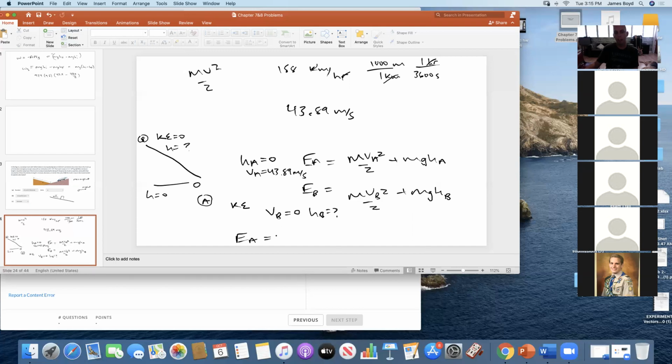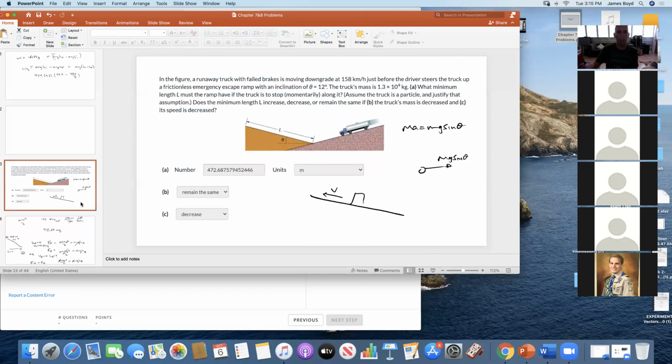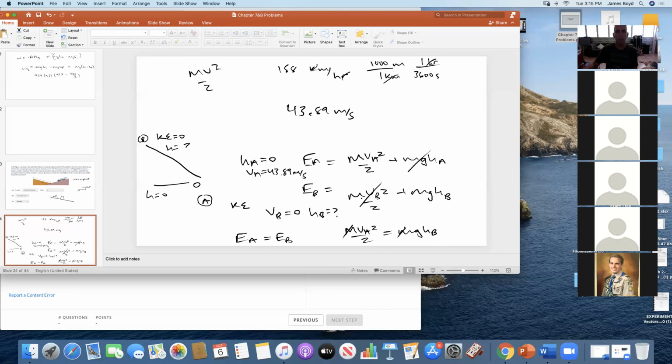Since EA is equal to EB by conservation of energy, and we're assuming there's no friction, we write mVA squared over 2, this is 0, is equal to, this is 0 since it stops, mgHB. These cancel. What were we asked? L. So L has to be equal to, we're going to have to find H, and then we're going to have to use sine. H will be equal to VA squared divided by 2g. And let's move to the next slide.